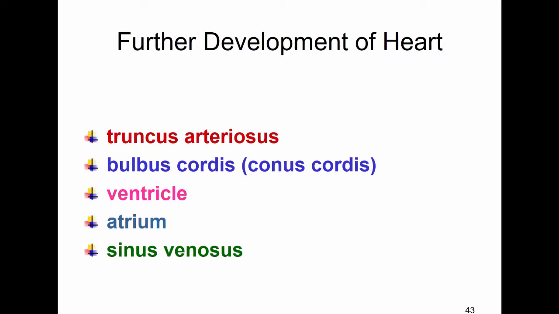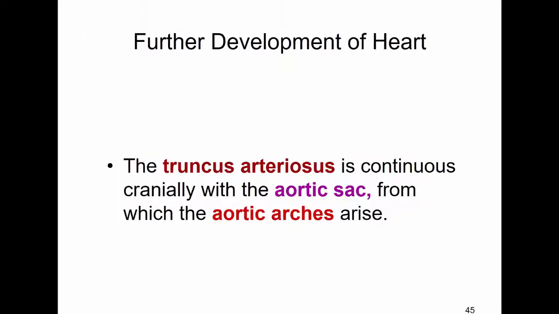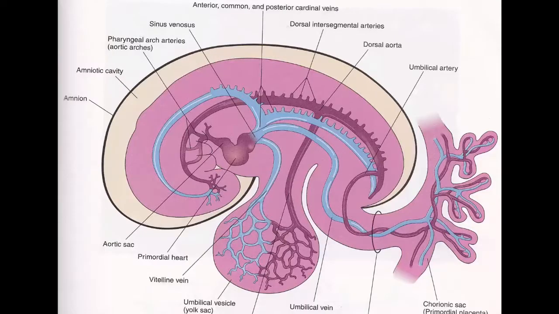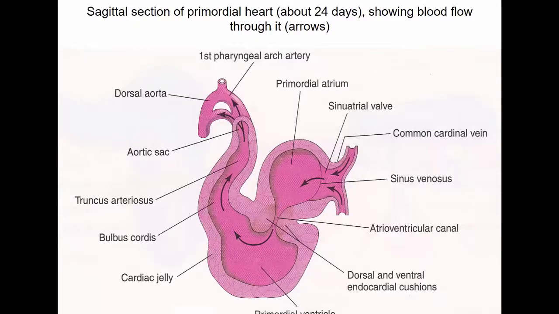So initially you write there are 4 dilatations: the bulbus cordis, and then the ventricle, atrium, and sinus venosus. The bulbus cordis will be divided into truncus arteriosus and conus cordis. Or instead of bulbus cordis, you write truncus arteriosus, conus cordis, ventricle, atrium proper, sinus venosus. About the sinus venosus, I have already told you.